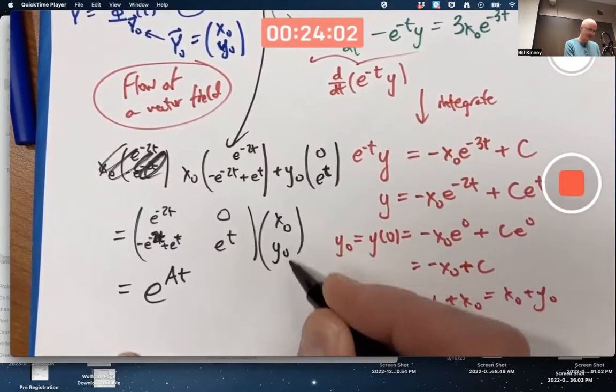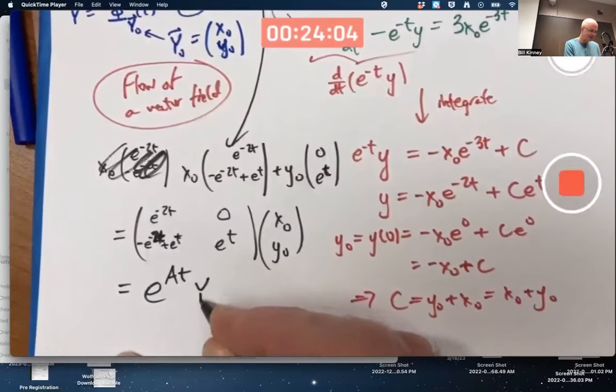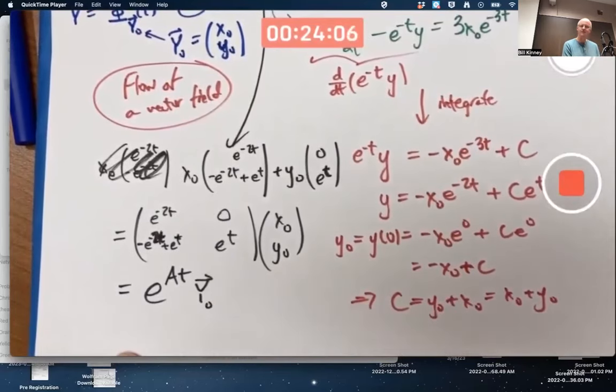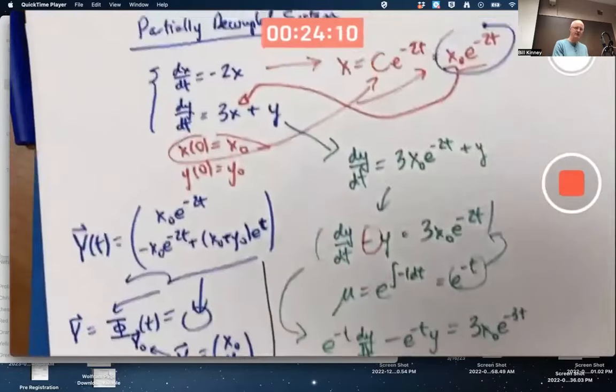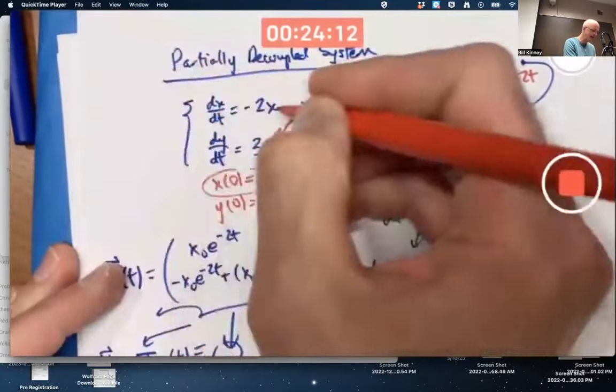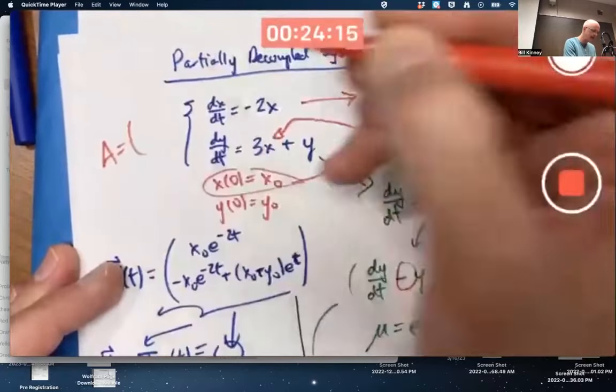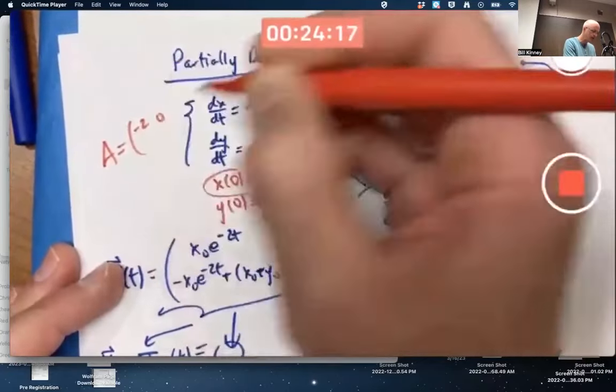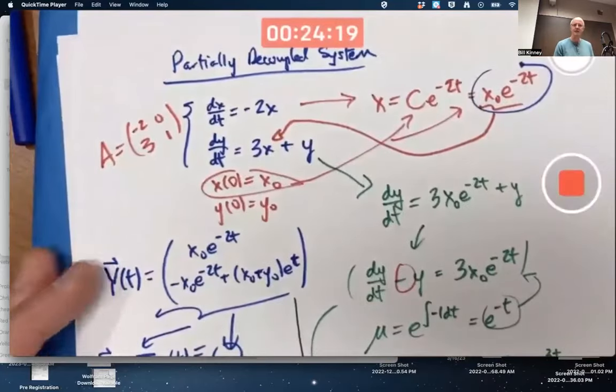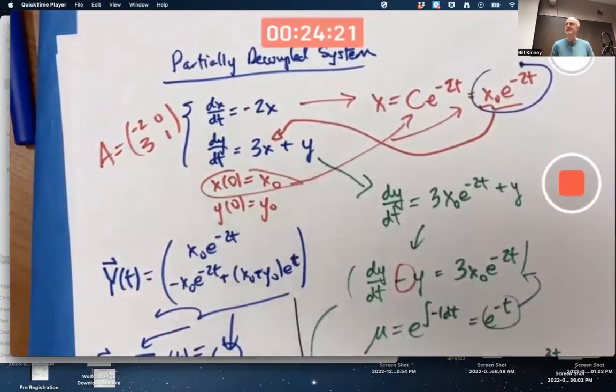And this vector here, x naught, y naught, is the vector I already called y naught. What is A? Yeah, A is the matrix for this original system. If I wrote that system in vector matrix form, A would be negative 2, 0, 3, 1. That's what A is. Look at those coefficients.